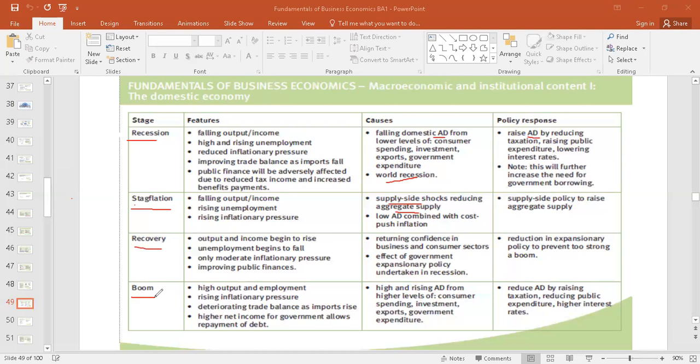So what policy has to be taken up by the government in a situation of boom? Reduce aggregate demand by raising taxation, so certain measures wherein the productive activity can be curbed down. So that would be about the policy response. Reduce aggregate demand by raising taxation, reducing public expenditure, higher interest rates, etc.